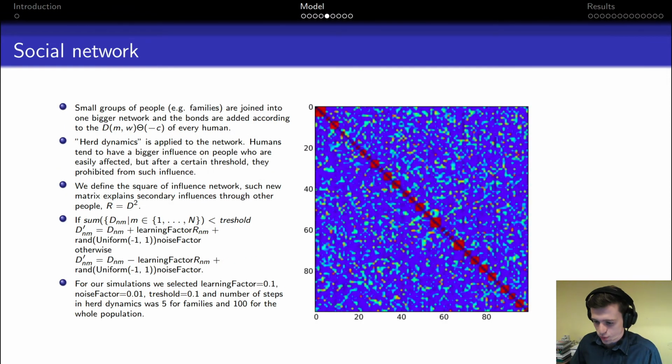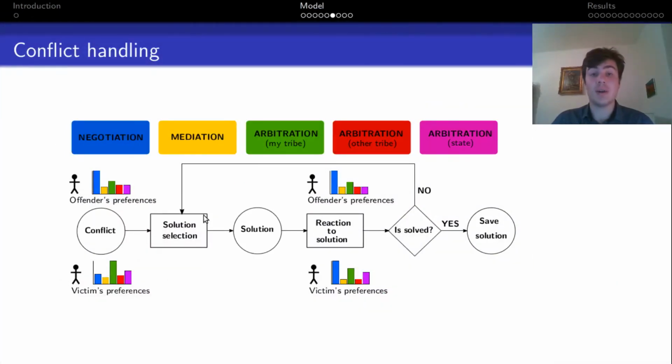We also assume that there is a cutoff for these bonds for every individual. We join many small networks which model families inside a bigger community. Then we run hard dynamics which make sure that there are non-zero bonds on the non-diagonal block matrices. People in our model interact by conflicts.